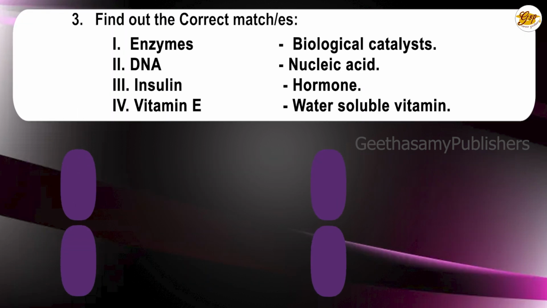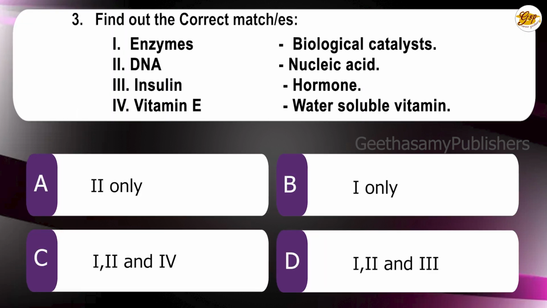Third question, find out the correct match or matches. 1. Enzymes, biological catalyst. 2. DNA, nucleic acid. 3. Insulin, hormone. 4. Vitamin E, water soluble vitamin. Choices are A. 2 only, B. 1 only, C. 1, 2 and 4, D. 1, 2 and 3. The correct answer is A. 2 only, DNA, nucleic acid.